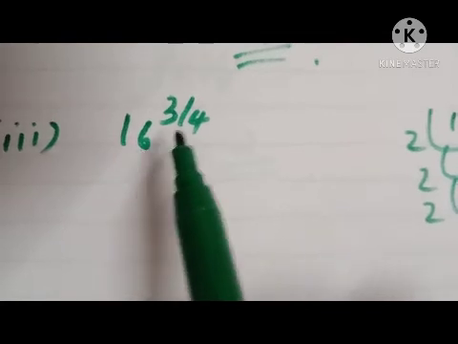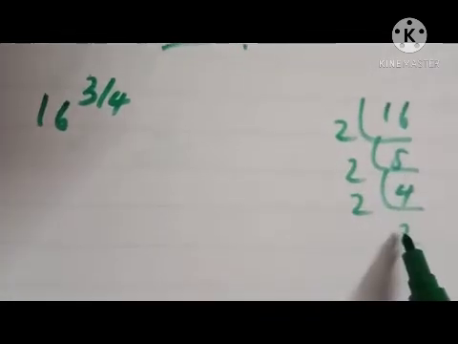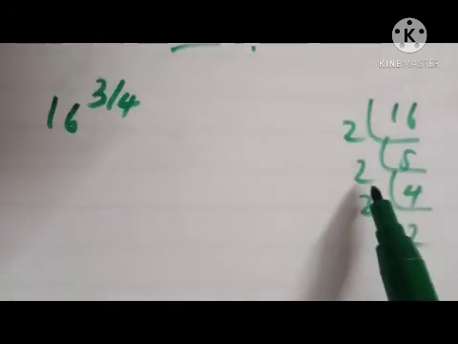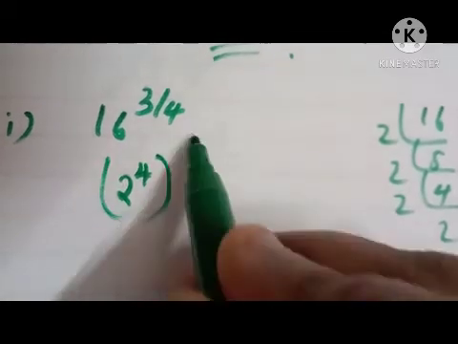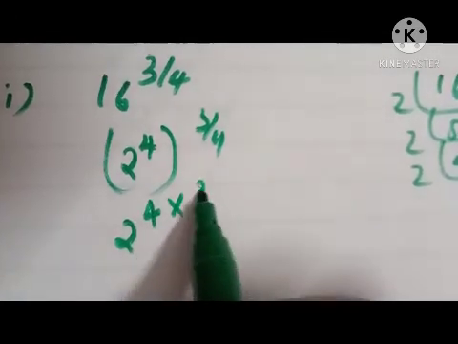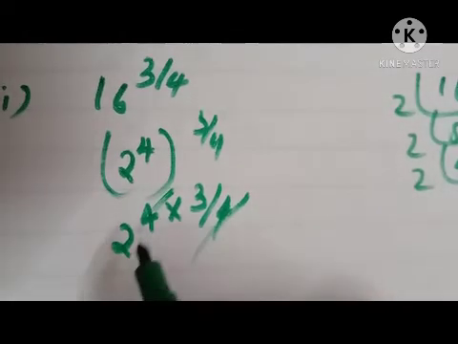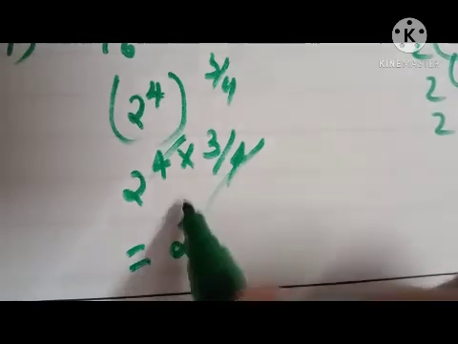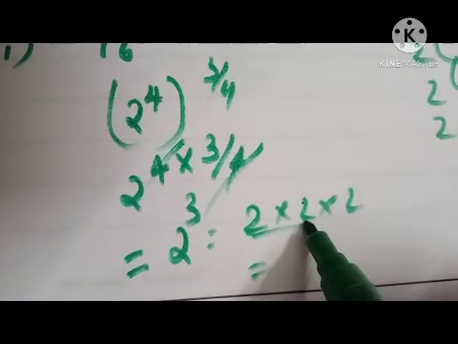Next sub question is 16 raised to 3 by 4. So here we have to do the prime factorization for 16. Then we will get 2 raised to 4. That we can write here as 2 raised to 4 whole raised to 3 by 4. Then we can multiply the powers because it is power of a power. Okay, then we can cancel this 4 and 4. Then what is remaining? 2 raised to 3.